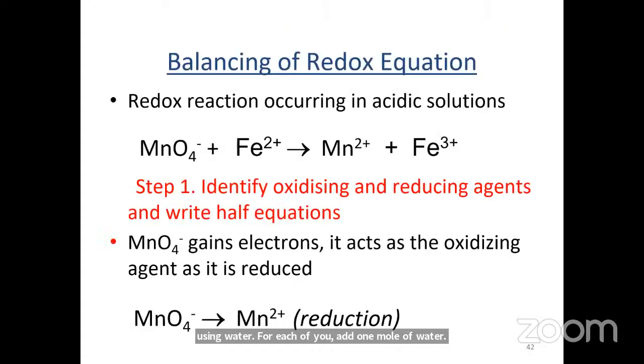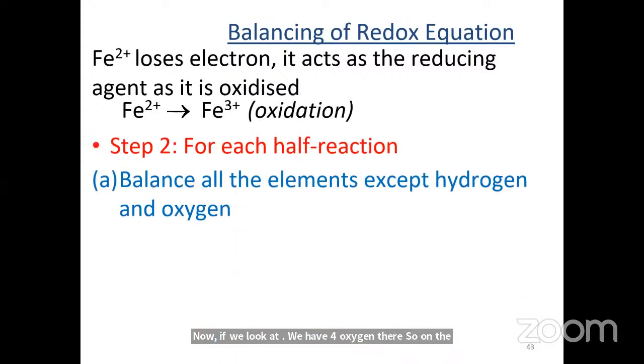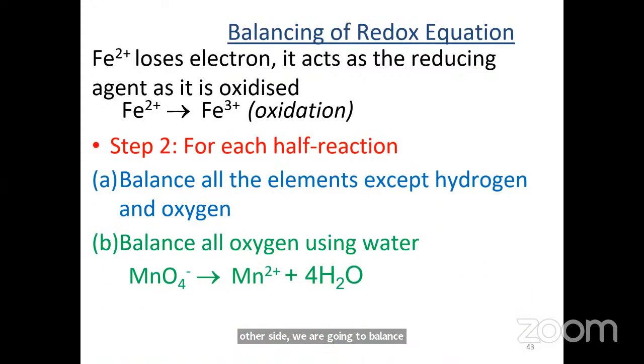Now, if we look at MnO4, we have 4 oxygen there. So on the other side, we are going to balance it with water. So 4 oxygen on the left-hand side, we translate to adding 4 moles of water on the right-hand side. Balance all oxygen using water.